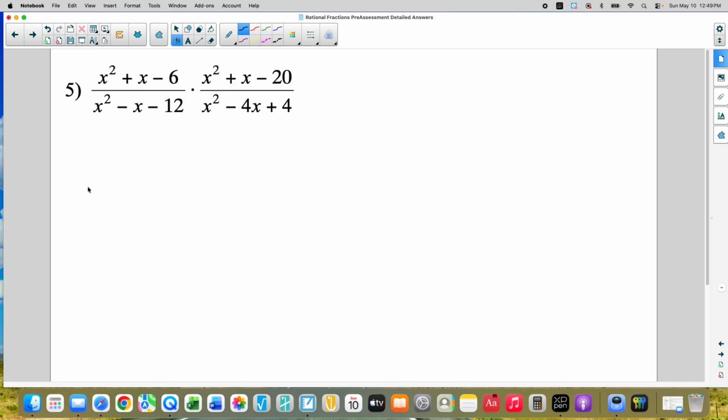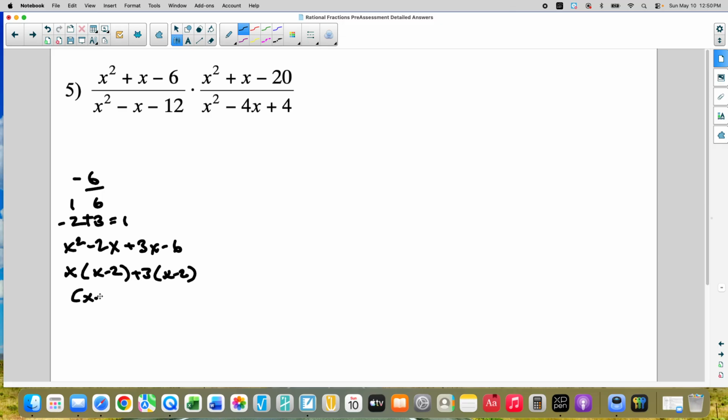So you got factors of -6, which is 1 and 6, 2 and 3. Signs are different. Bigger is positive. Gives me my 1. You get x squared minus 2x plus 3x minus 6. Factor out the x minus 2. Factor out the 3, x minus 2. X minus 2, x plus 3. That's going to be in that numerator, so we'll put that up here.